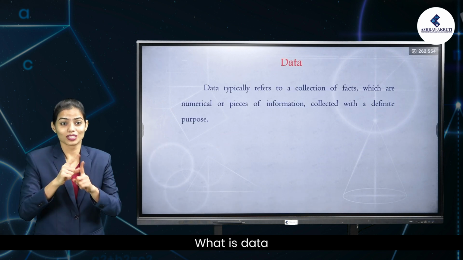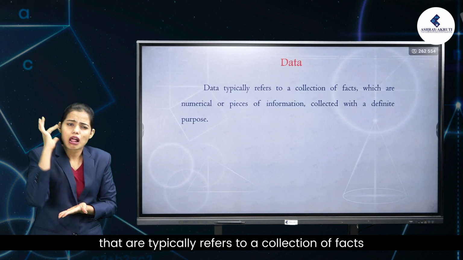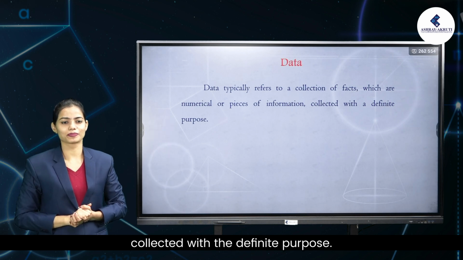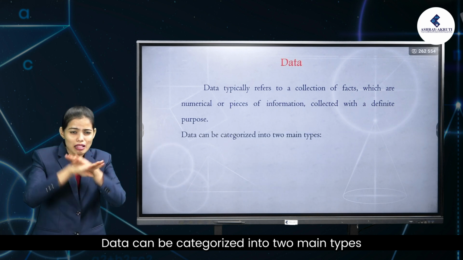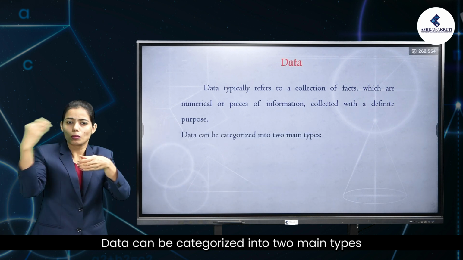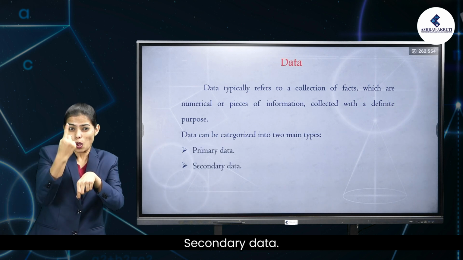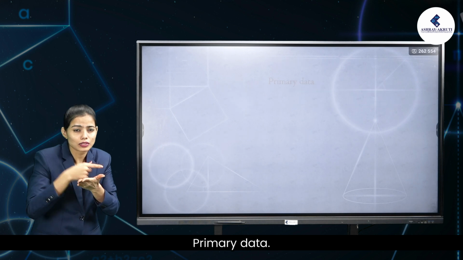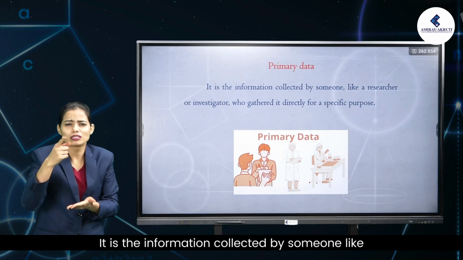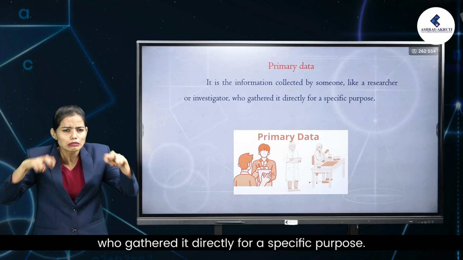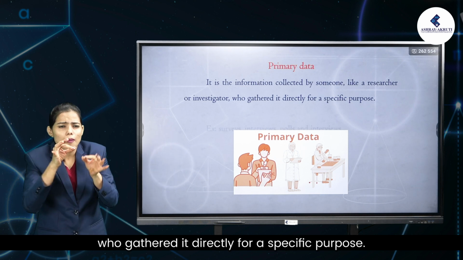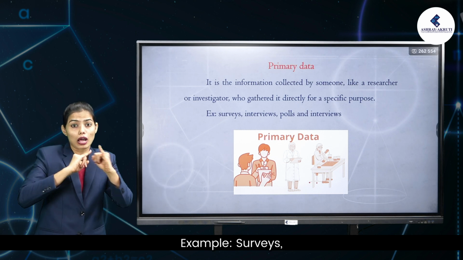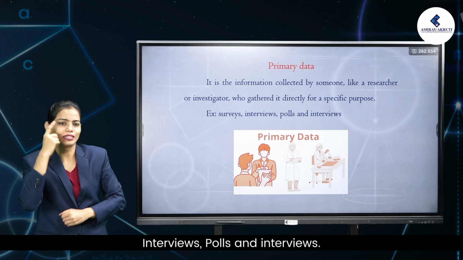What is data? Data typically refers to a collection of facts, which are numerical or pieces of information collected with a definite purpose. Data can be categorized into two main types: primary data, secondary data. Primary data. It is the information collected by someone like a researcher or investigator who gathered it directly for a specific purpose. Example: surveys, interviews, polls.